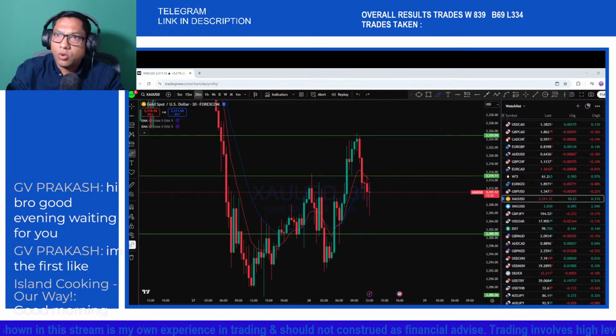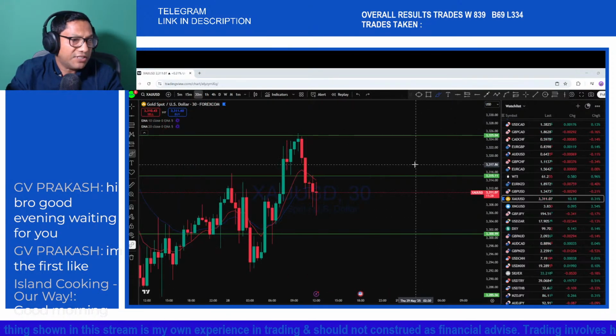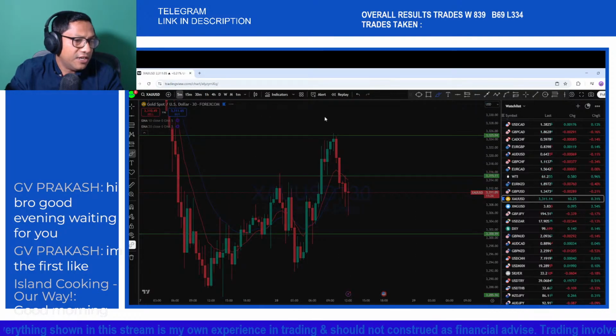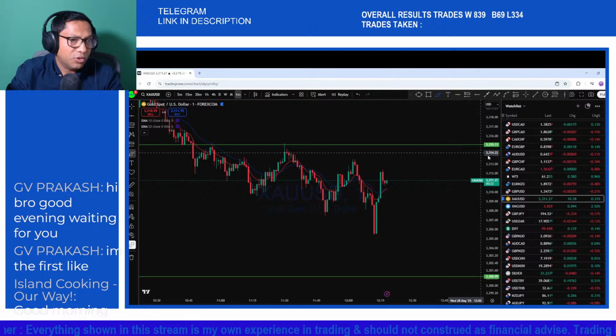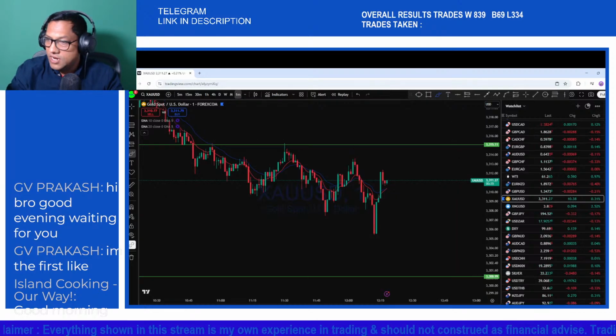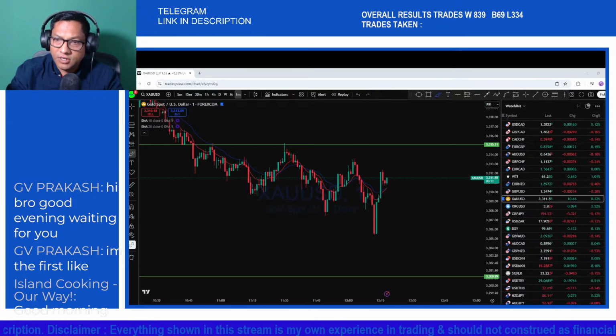We will be looking for entry once we see suitable price action confirmation. Currently trending down, we may see the price give us a possible entry in that area. Looking forward to seeing a better trading opportunity. As soon as we find that, we will be entering into the trade.